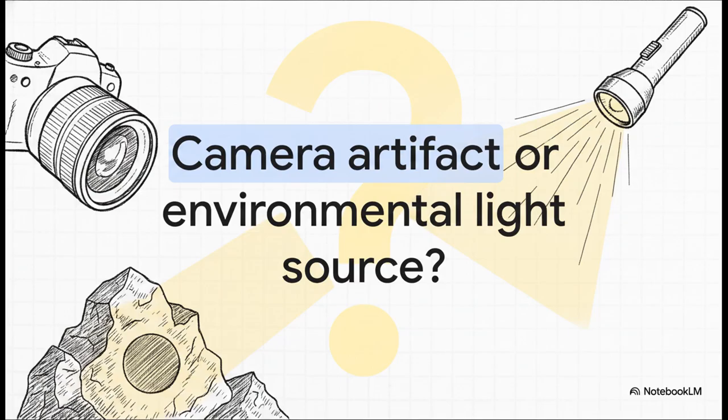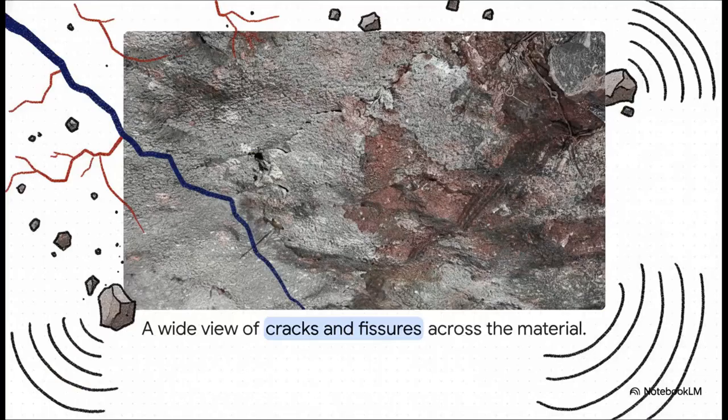I mean, unless a very clumsy photographer dropped a perfectly spherical flashlight right on the wall, the sheer perfection of that circle strongly hints at something mechanical and focused. Now, as we pull back just a bit to get a wider view, we really need to shift our focus to the structural integrity here.